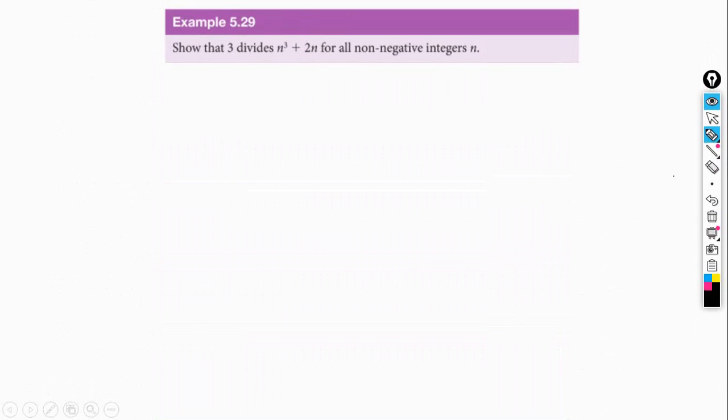So next we have example 5.29, and it says, show that 3 divides n cubed plus 2 times n for all non-negative integers n. Okay. So this here would be our statement, right? 3 divides n cubed plus 2n for all non-negative integers n. And let's call this statement P of n. Then we have to start by proving one case, like P of 1. Notice that this is going to be 1 cubed plus 2 times 1, which equals 3. And this is obviously divisible by 3.